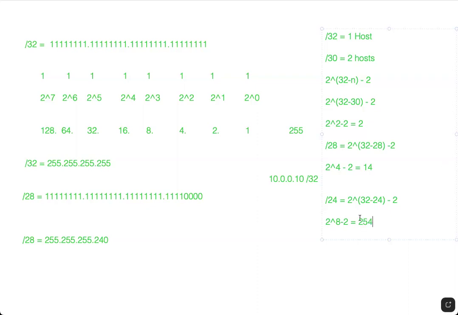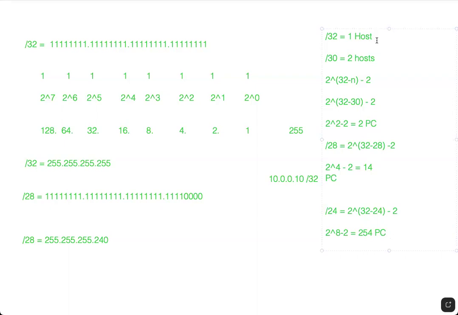So when the number of hosts increases, that's a bigger group. This group has 254 PCs. This group has 14 PCs. This group has 2 PCs. This group has 1 PC or 1 host.